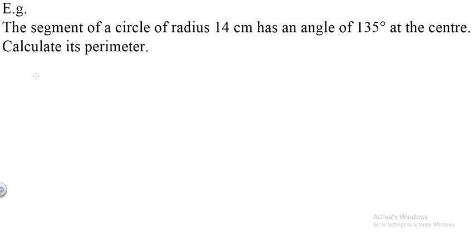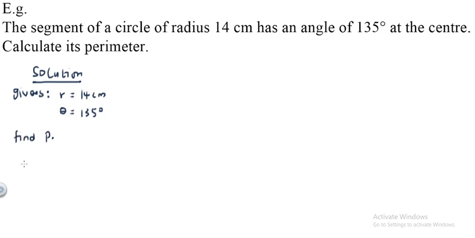For the last example under perimeters, we have a segment of a circle of radius 14 centimeters that has an angle of 135 degrees at the center. Calculate its perimeter. The solution: our givens are r is equal to 14 centimeters and theta is equal to 135 degrees. We are to calculate its perimeter, so we have to find the perimeter.